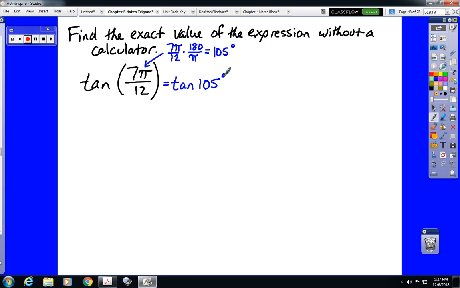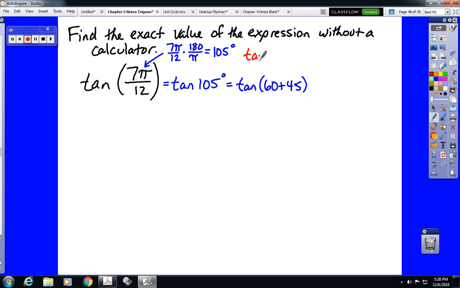Now again, when we do that, that's not on the unit circle. We just need to come up with two values that are on the unit circle that add to 105 degrees. For instance, 60 plus 45. We could also come up with two that subtract to 105 degrees, like 135 minus 30. That would work exactly the same. You'd end up with exactly the same answer.